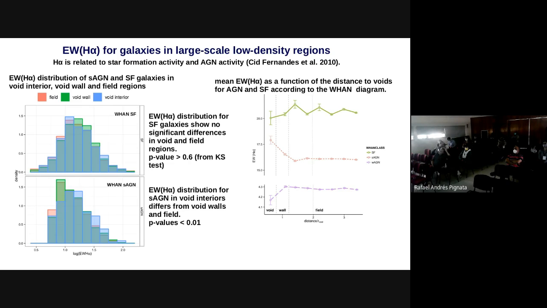Examining the mean values of the equivalent width as a function of the distance, we can see this result in more detail. The pink line is for strong AGN, and we can see the notable increment in voids and walls. For weak AGN, in this lower line, we can note a decrease, and surprisingly, for me, the equivalent width of star-forming galaxies is similar for all the large-scale regions, for all distances.